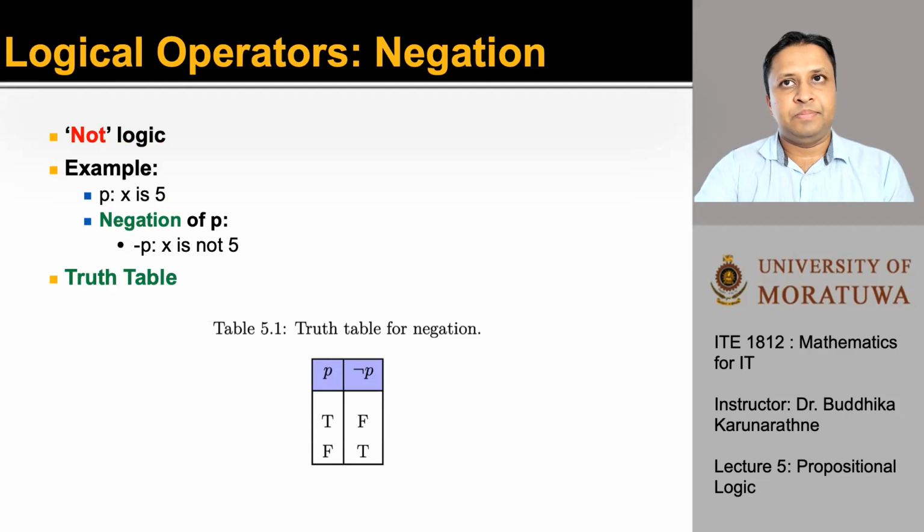First one is negation. It's basically representing the NOT logic. Example, let's take the proposition P, x is 5. What is the negation of proposition P? We denote it as negative P. X is not 5. Now let's look at the truth table for that operator, which is negation. When P is true, negation of P is false. When P is false, negation of P is true. It's very straightforward.